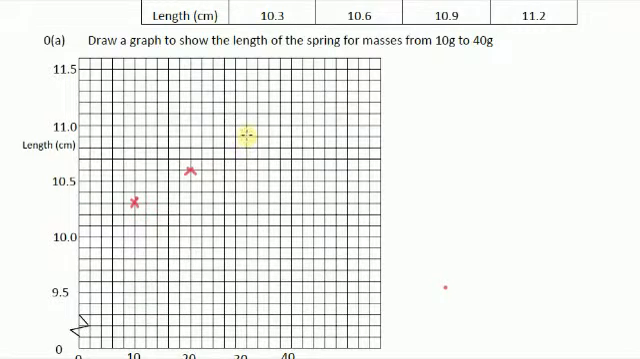10.9. And 40 is 11.2. So 40, 11.2 is there. Then you take your ruler and you try and draw a straight line through those points. If you're doing it in science, it may not be a perfect straight line, but this is mathematics and it seems to come out as a nice straight line.